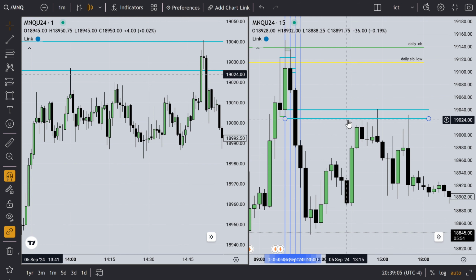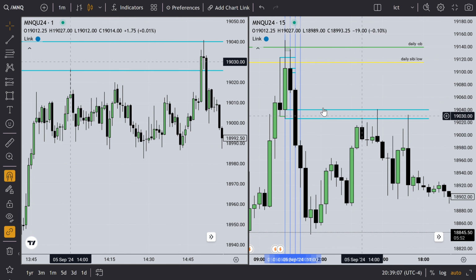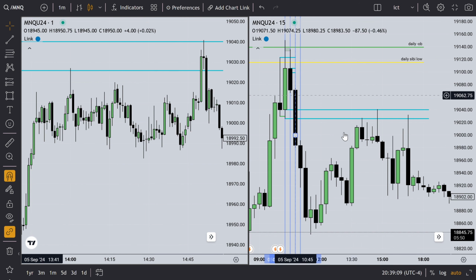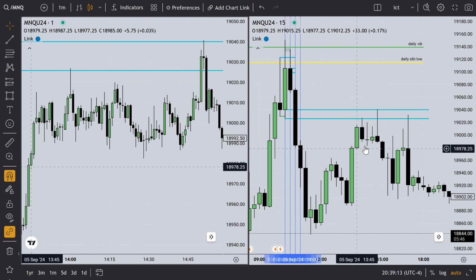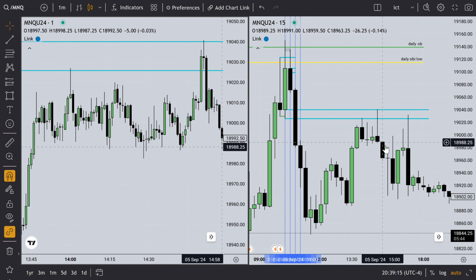Does the 15-minute chart, I'm sorry, but yes, we want to see the 15-minute close below the highest up close candle. That's what we want to see. Okay, we get that here.